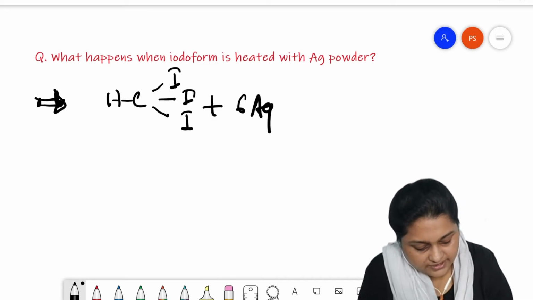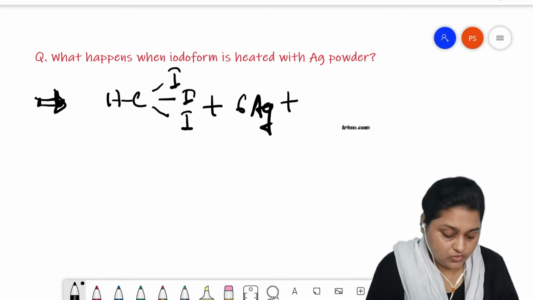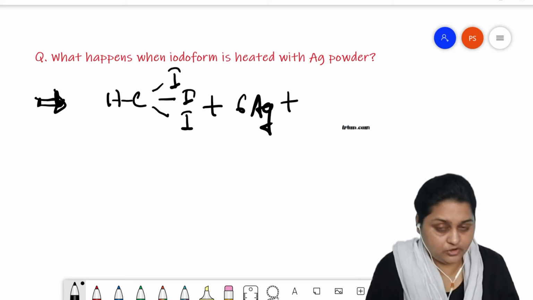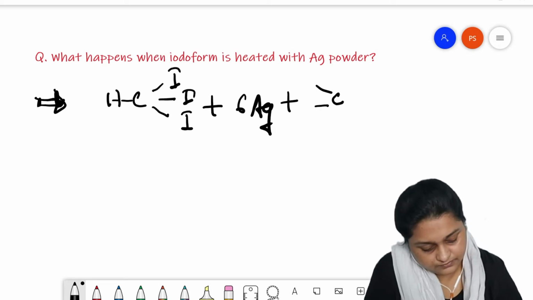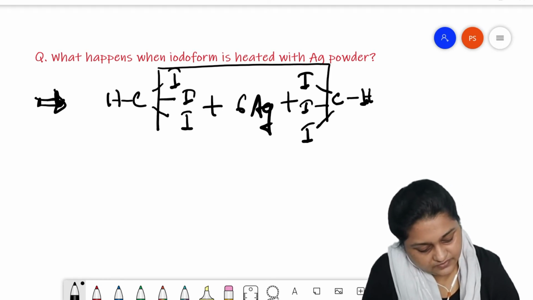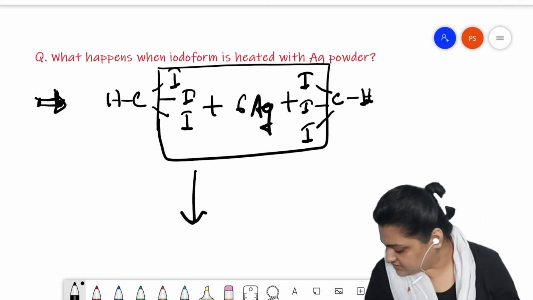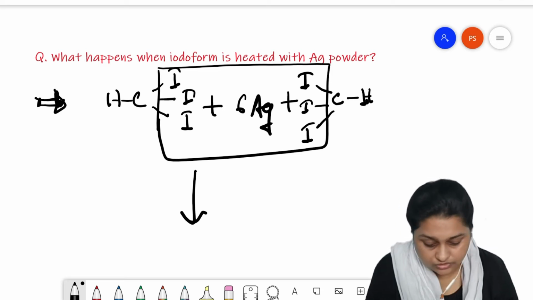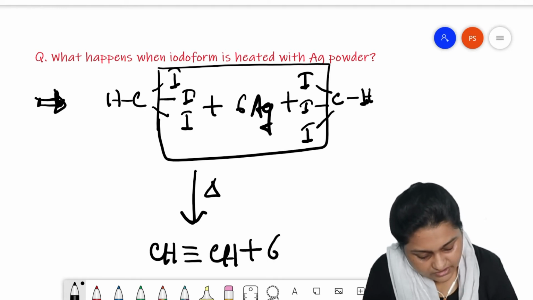Six silver atoms react with 2 moles of silver molecule, chloroform molecule, and as a result 6 silver iodide precipitate out. 6 silver iodide is precipitated out, and acetylene is formed.